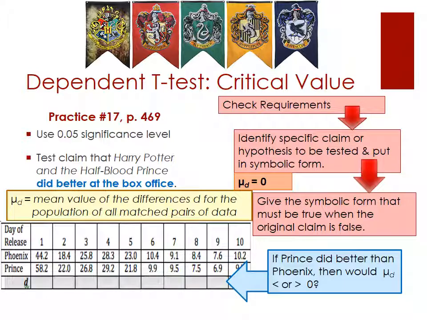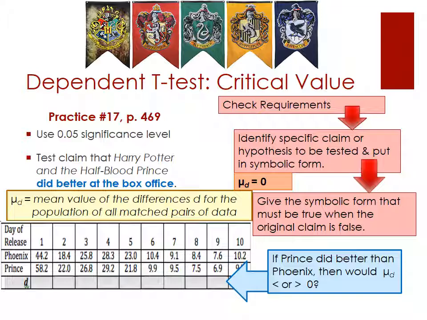Well, it's going to equal 0. Okay, so because it would all even out, right? So that's going to be our top one up there: mu D equals 0. Now we have to look at the symbolic form that must be true when the original claim is false.